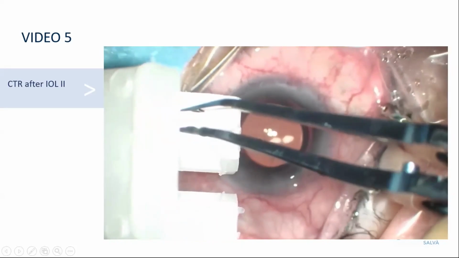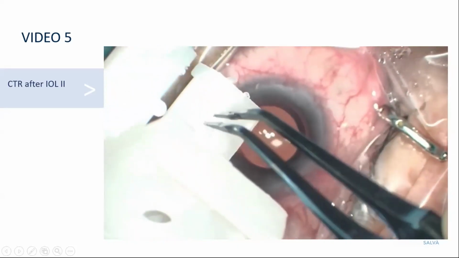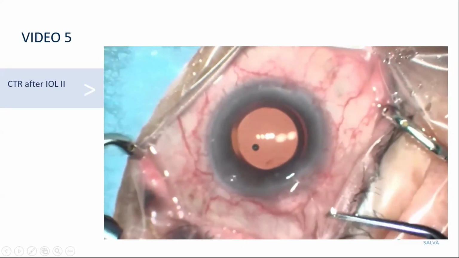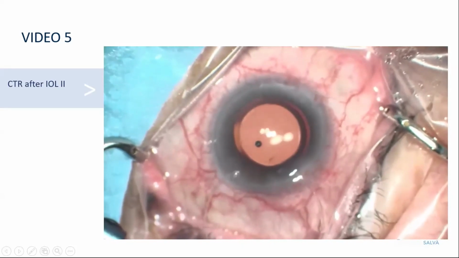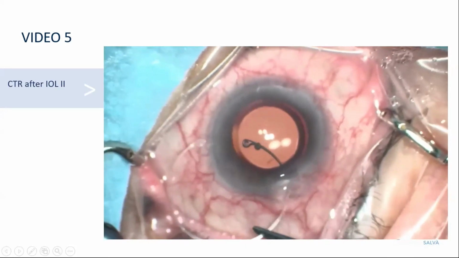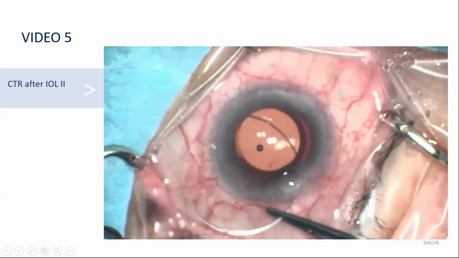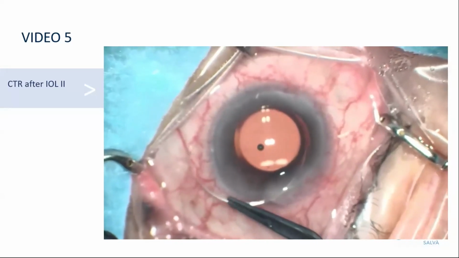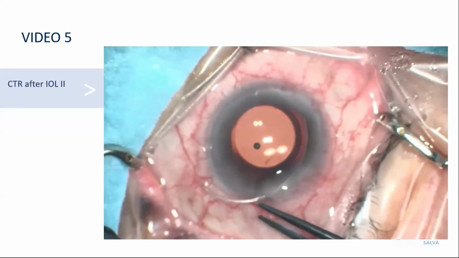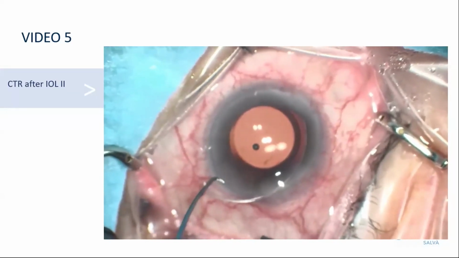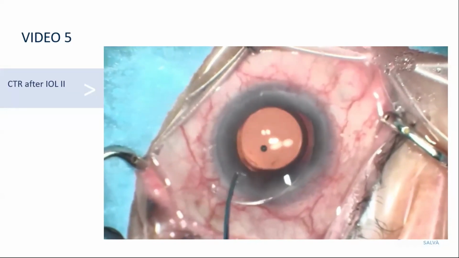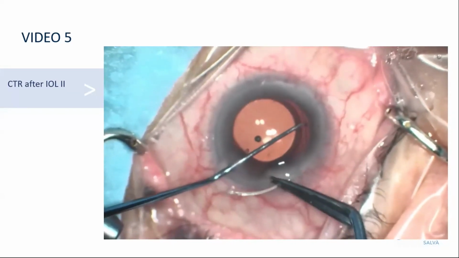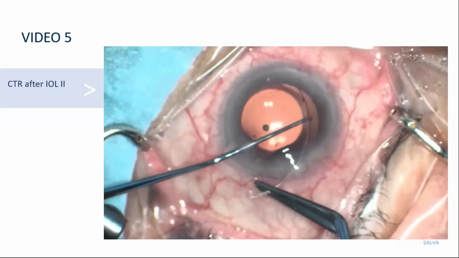Just be careful, do gentle maneuvers, and follow the regular technique. There's nothing special to be done in cases like this. And the implantation is the same as a round or oval CTR, but with slightly more careful and gentle maneuvers. Premium surgery must always be done slowly. The quickest surgery you can ever do is a surgery without any complications.